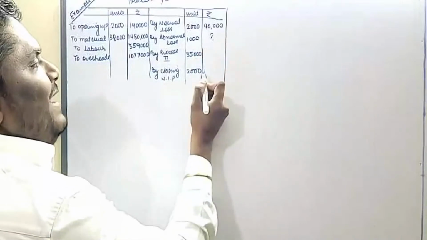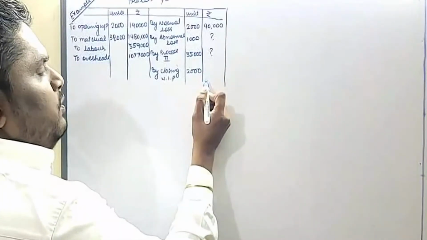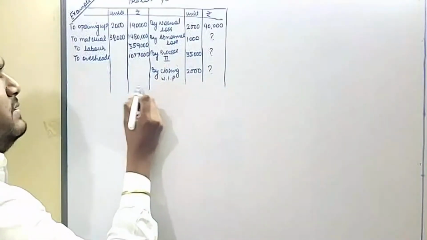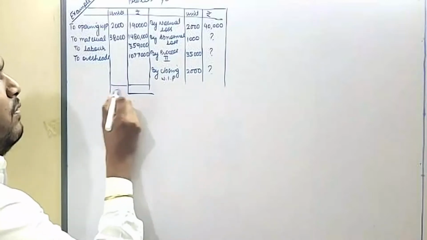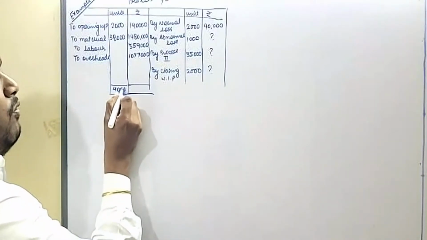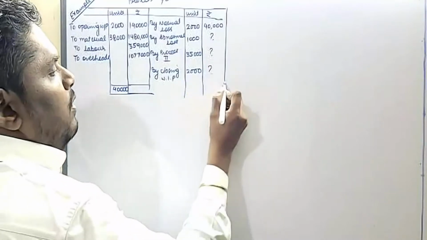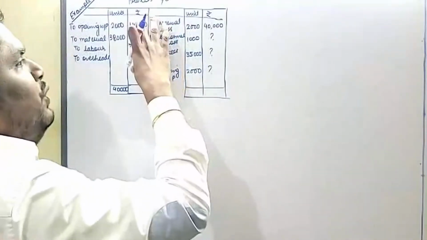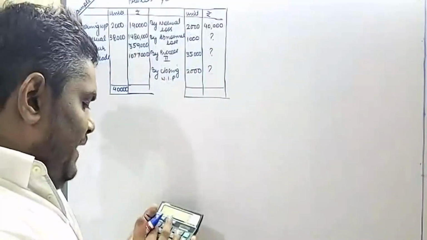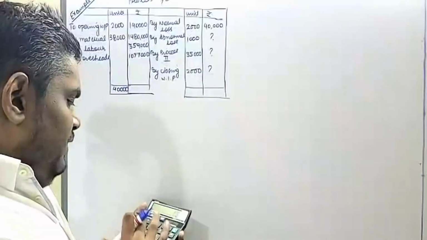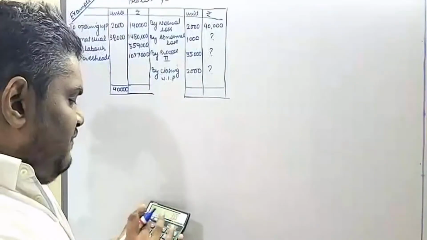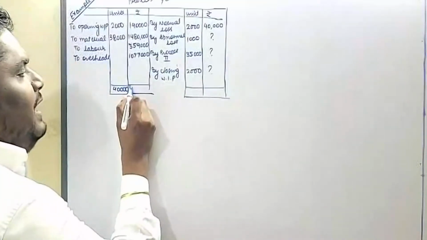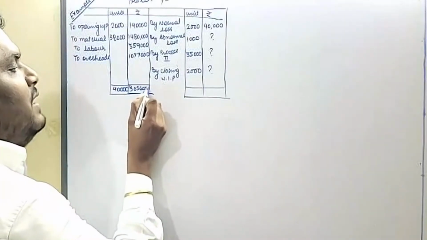Now we have to calculate the value of abnormal loss, the value of the units that are transferred to the next process, and the value of closing work in progress. In short, we have to distribute the total cost minus scrap value. So my total cost is 1,40,000 plus 14,80,000 plus 3,59,000 plus 10,77,000. So this is 30,56,000.